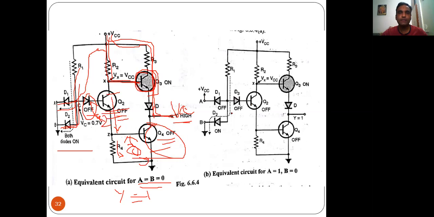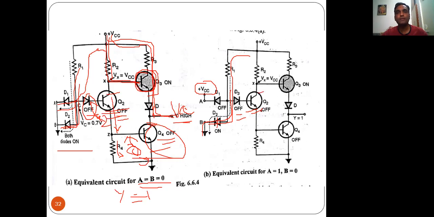Let's say A is 1 but B is 0. So A is 1, that means let's say we are applying plus VCC over here, and B is 0, that means VCC will be grounded. Now these two are in parallel. So all this VCC will be grounded. So again D3 will be off. So Q2 will be off because there is no voltage applied on the input of the Q2.